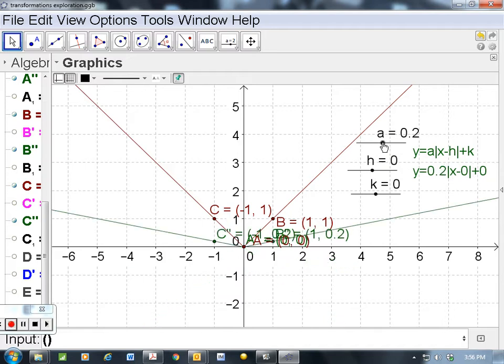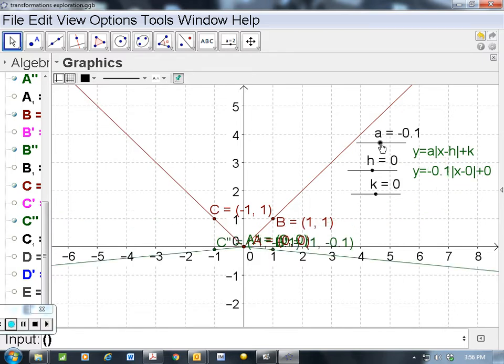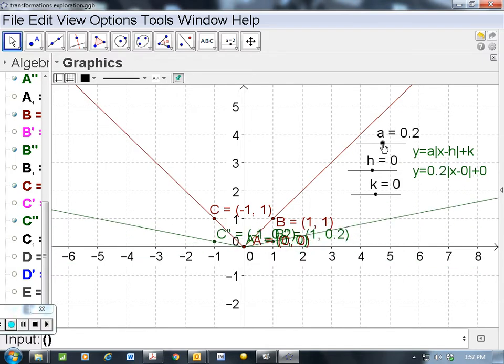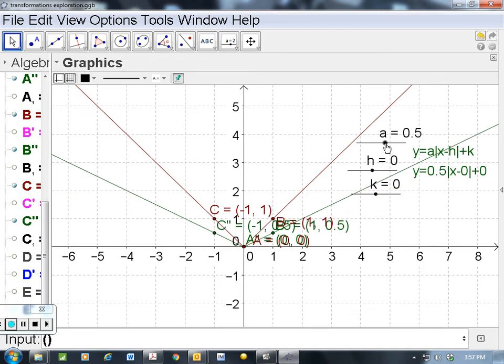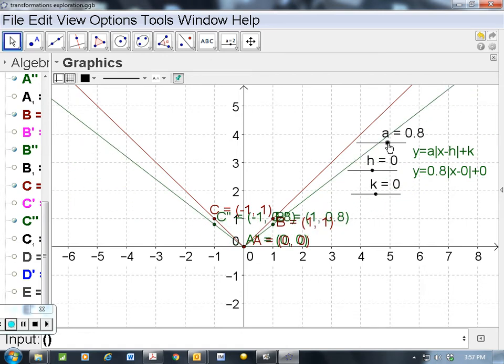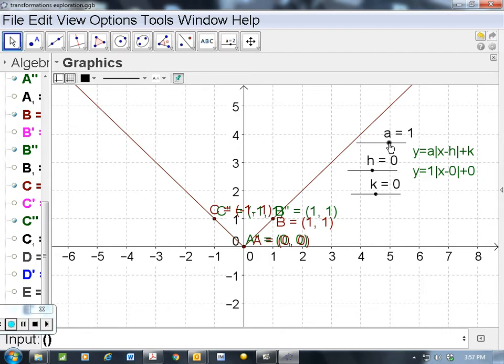So let's go back. Now look, when my values are small, 0.2, look how wide it gets. You would think that with a small value, it wouldn't get so wide. But the smaller the value, the wider it is. And as I get closer and closer to 1, it gets less and less wide. And when the number is 1, it looks exactly the same.